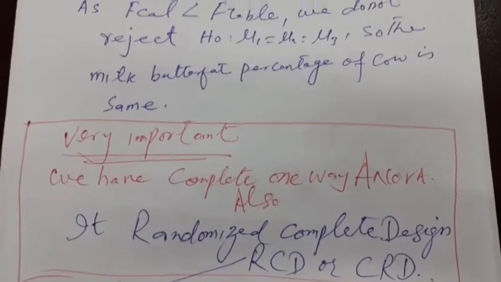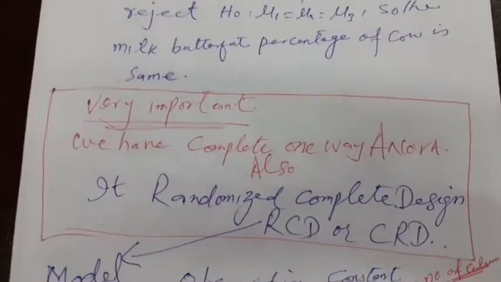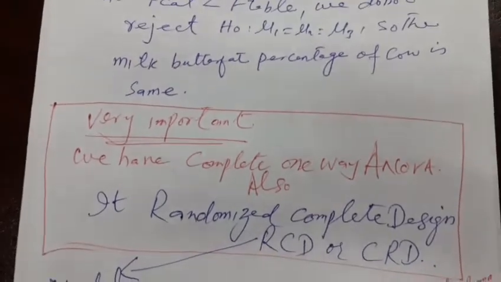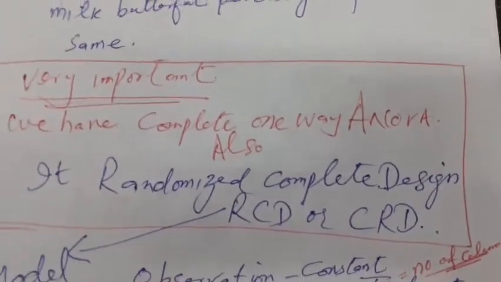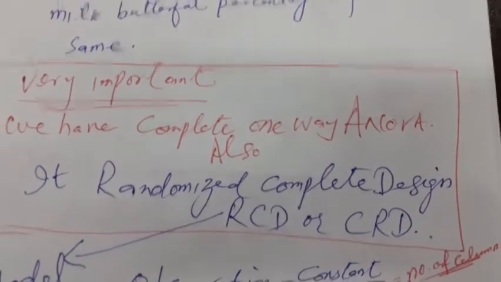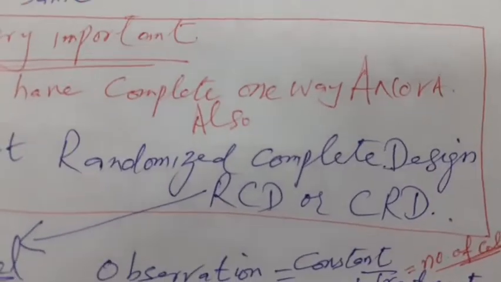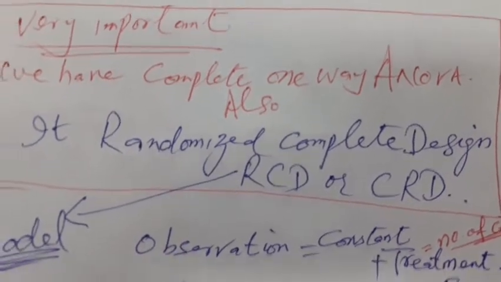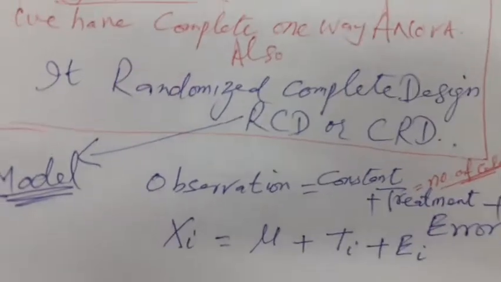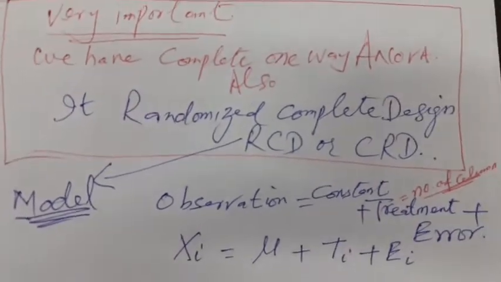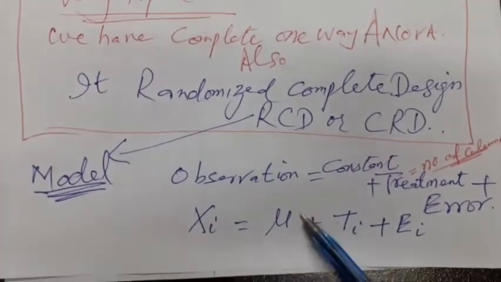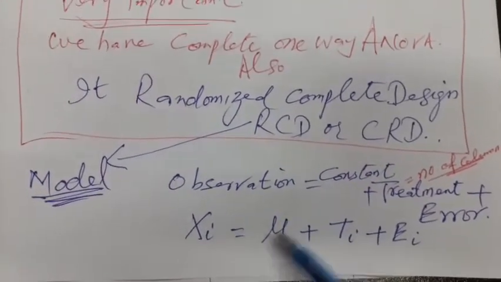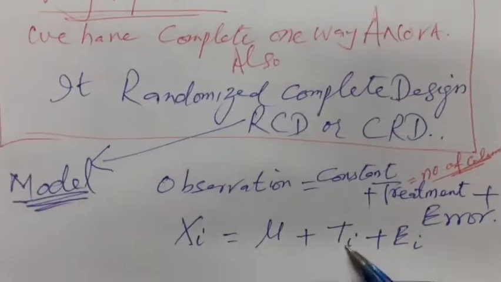We have a complete one-way ANOVA. Also, it is a completely randomized design, not block here, please. We also call it CRD, not RCPD. Very important: how to model the CRD? It is based on the observations, like x i, mu parameter, tau the treatment.